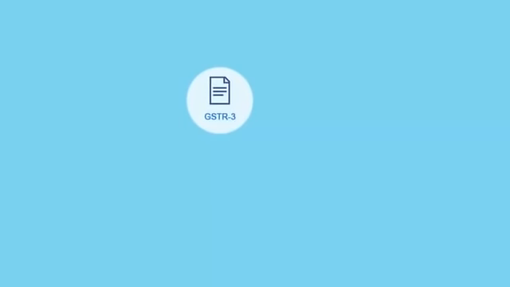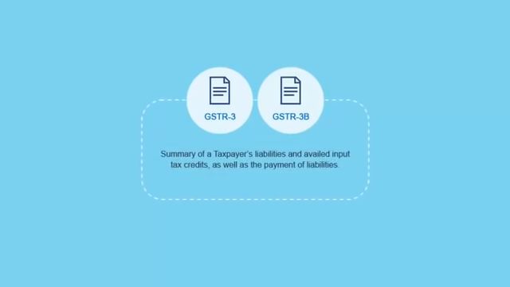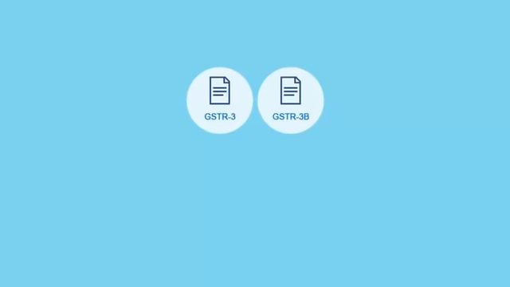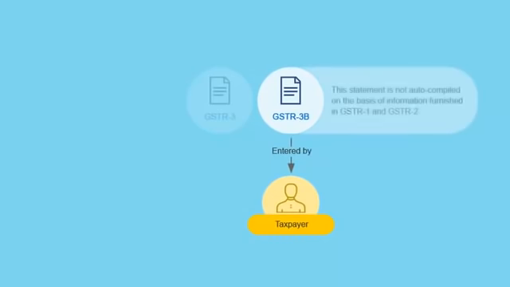Like GSTR3, the GSTR3B statement is a summary of a taxpayer's liabilities and availed input tax credits, as well as the payment of liabilities. However, unlike GSTR3, all the figures in GSTR3B are entered by the taxpayer himself, and this statement is not auto-compiled on the basis of information furnished in GSTR1 and GSTR2.